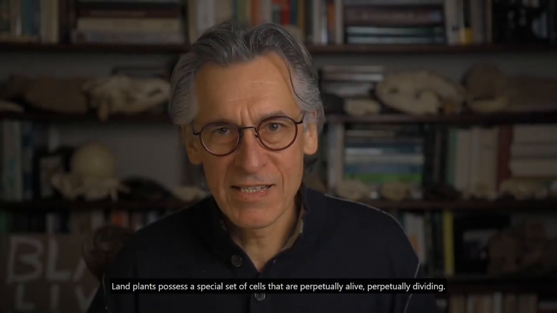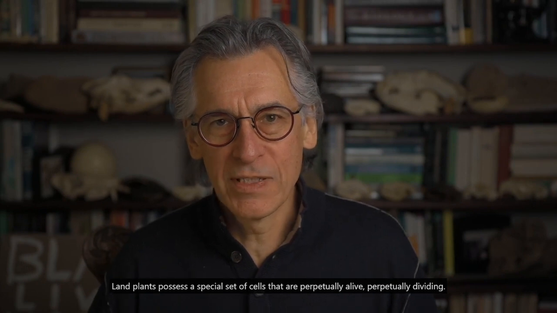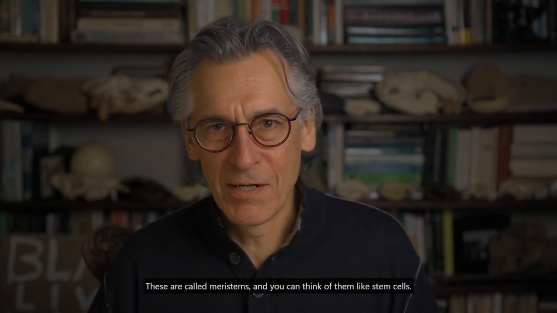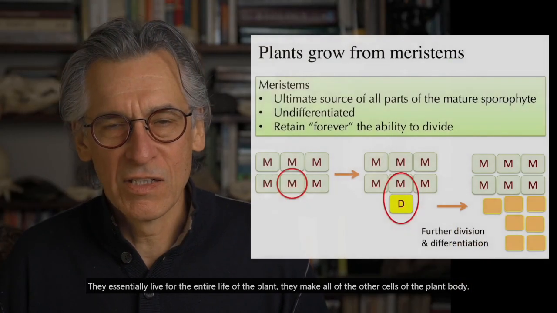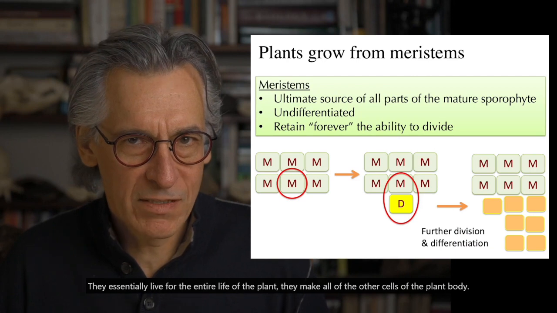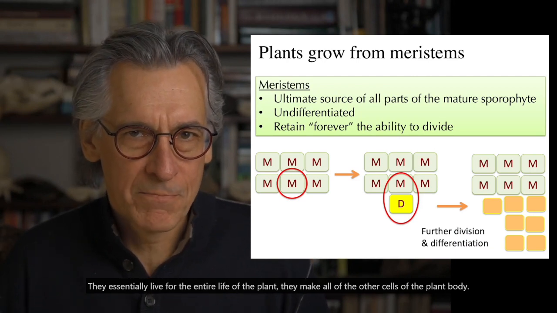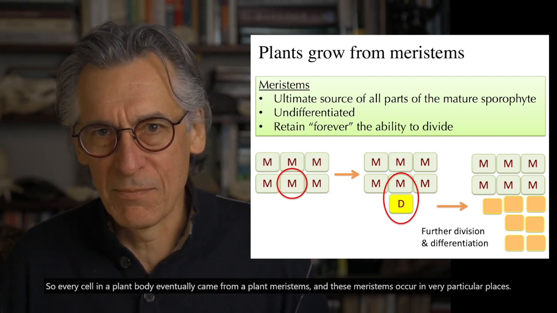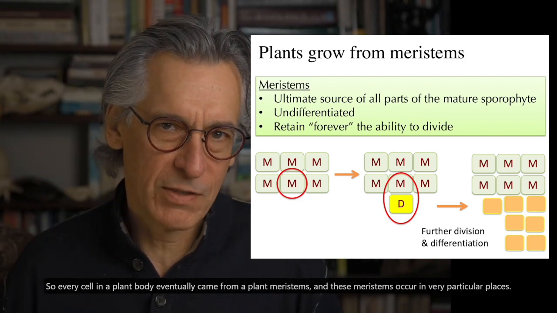Land plants possess a special set of cells that are perpetually alive, perpetually dividing. These are called meristems, and you can think of them like stem cells. They essentially live for the entire life of the plant. They make all of the other cells of the plant body. So every cell in a plant body eventually came from a plant meristem. And these meristems occur in very particular places.